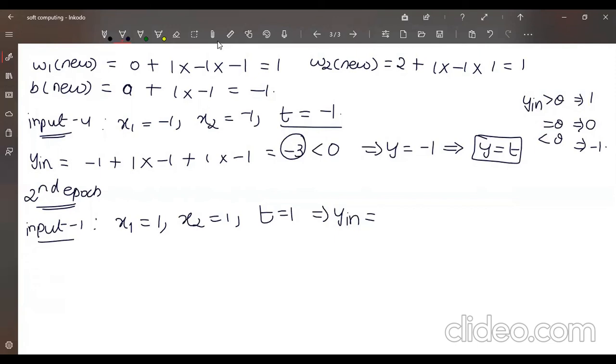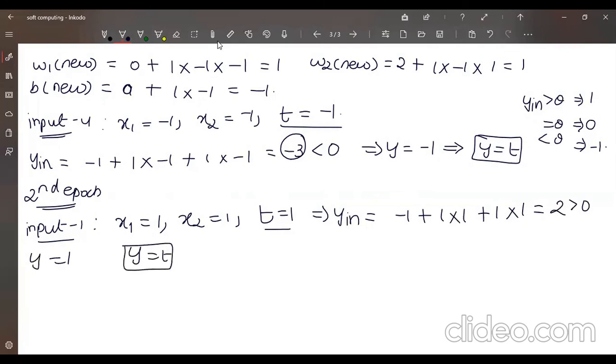Now let's find, in the second epoch, y in value for the first input. The bias value is -1 plus W1 which is 1 into X1 which is 1 plus W2 which is 1 into X2 which is 1. So 1 plus 1 is 2, which is greater than 0, which means y is equal to 1 and our target value is also 1. So y is equal to t. We obtain the condition. Now let's check for input 2.